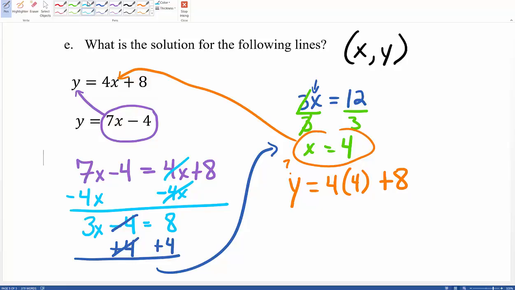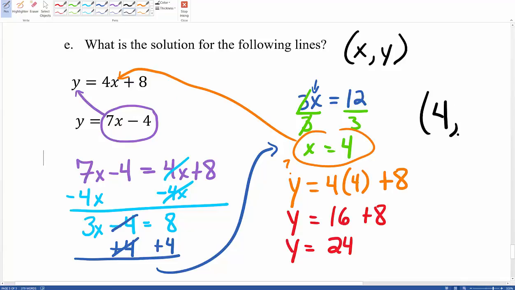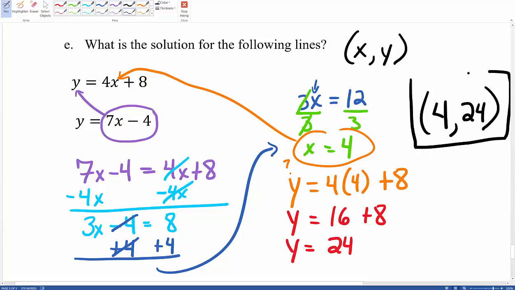From here, it's just a little bit of simplifying. So y, again, which we don't know, is equal to 4 times 4, which gives us 16, plus 8. And so we see that y comes out to be 24 when we add these two numbers together. So it looks like our final solution here is 4 comma, for the x value, and then for our y value, 24. So this would be our solution for, again, target 5E from our chapter 2 study guide.